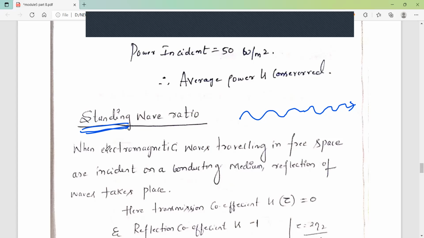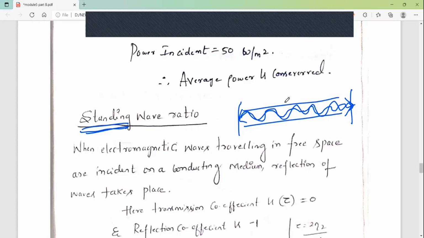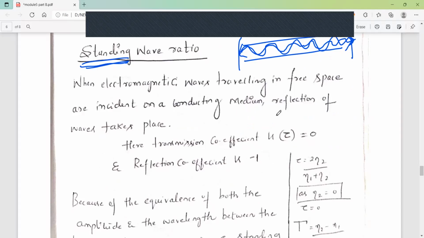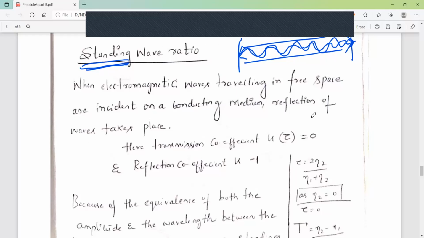The meaning of that is nothing but if a wave is confined between two surfaces, let's say it is going, reflected back, and it is continuously oscillating within two surfaces. That type of wave is called a standing wave. Okay. Now just understand, when a wave is confined between conducting media, the two sides are having conducting medium, and in between there is free space or a dielectric medium.